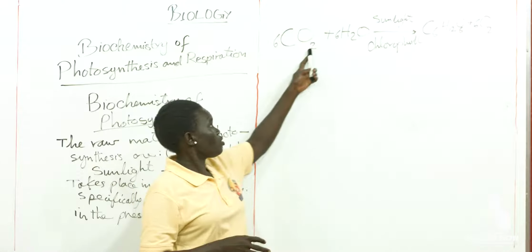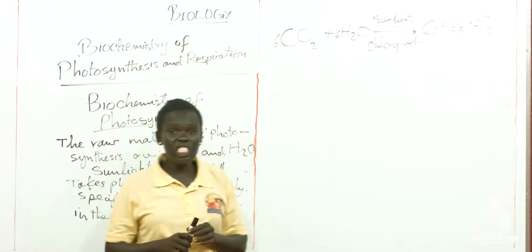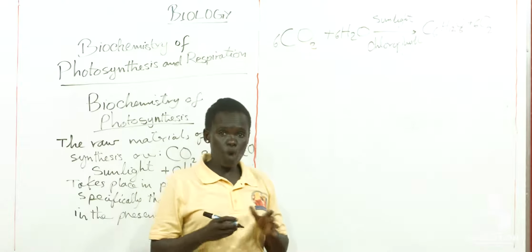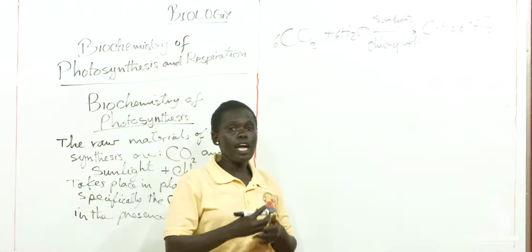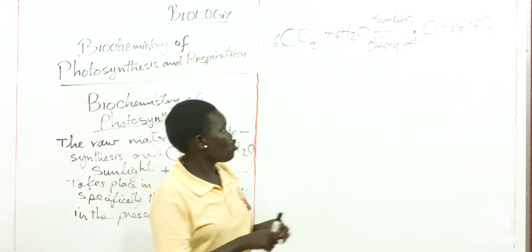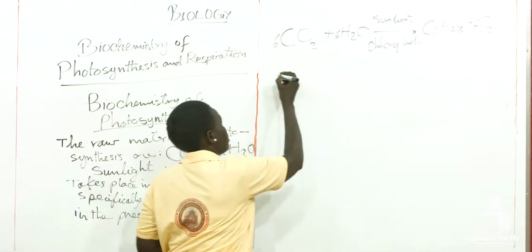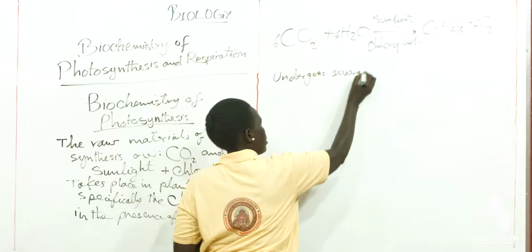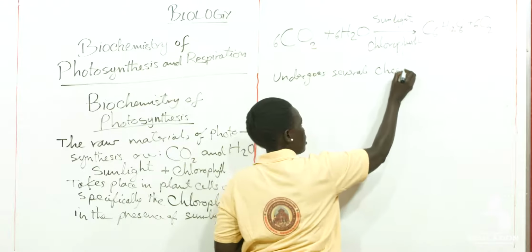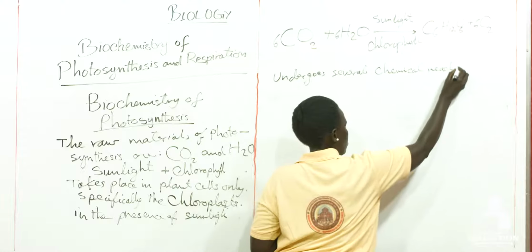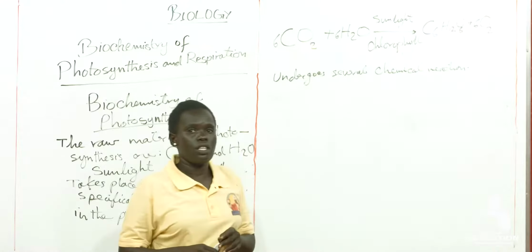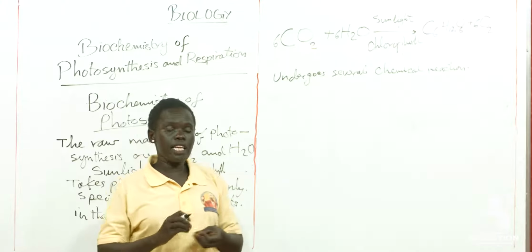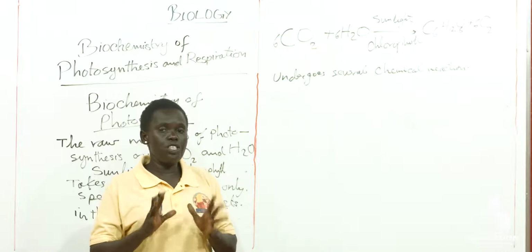But these reactions are very complex. It's not as easy as it is presented here. Since it is very complex, that means it undergoes several chemical reactions to reach this stage. That's why, because we say it is very complex, it occurs in two different stages.